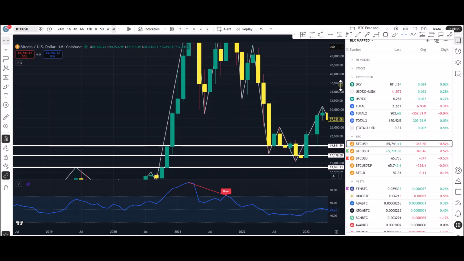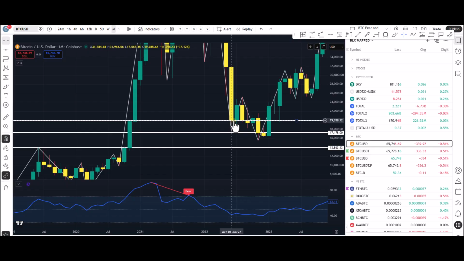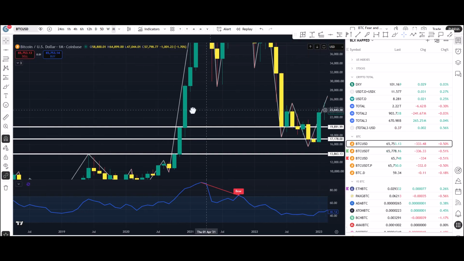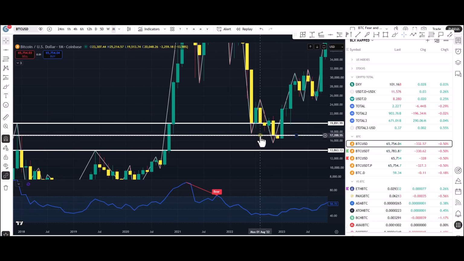What did it do? It came right back to those areas. Look, that's where we bounced off of. That's where we bounced in 2022. Remember, this was created back here in 2018, and then in 2022, 4 years later, it's still offered an area of some type of reaction. And in this case, it's support. Went up, came back down, we lost it, FTX happened, and we still found support in an area right here.